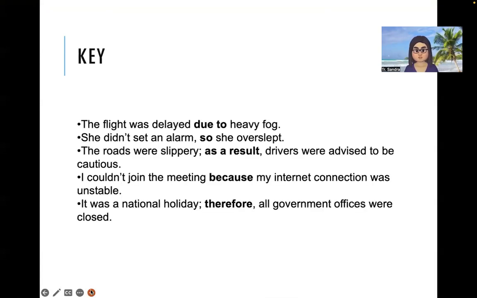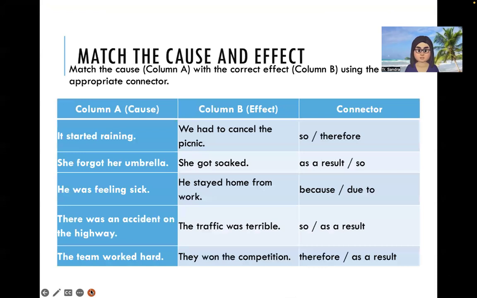These are the keys, not all of your answers are correct. Okay, so now we are going to do another exercise. Match the cause and effects, okay? Match the cause, column A, with the correct effect, column B, using the appropriate connector. Column A talks about cause, column B talks about effects, and the connector will be here. I will give you another column. So or therefore, like this, no?